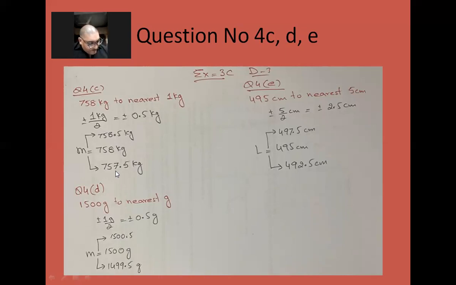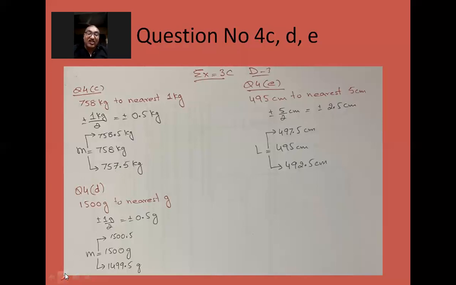Question number 4 and its D part is 1500 gram to the nearest gram. Okay. Now the main measurement is 1500 gram, and this is correct to nearest gram. Nearest gram means 1 gram. So you will divide 1 gram with the 2, you get 0.5 gram. With it, you write plus minus sign. So in the main measurement, which is 1500 gram, if you add 0.5 gram, you will get the upper bound of the measurement. From the main measurement, that is 1500 gram, if you subtract 0.5 gram, you will get the lower bound of the mass.